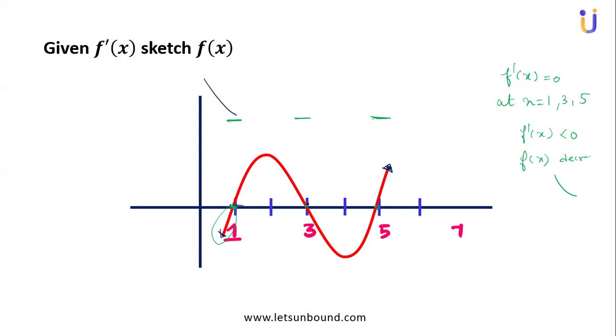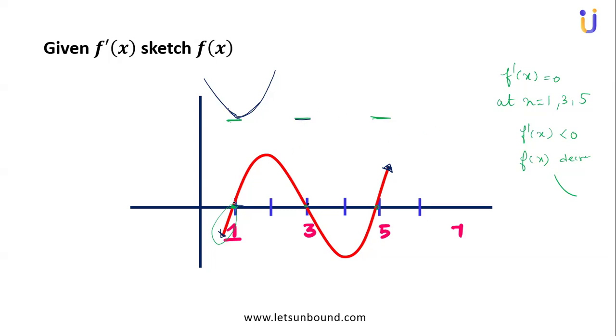From 1 to 3, what happens? It's completely above the x-axis. Above the x-axis means positive. F dash is positive, so f is increasing. Increasing means this is the lowest point and it will increase, right? And at 3, what happens? At 3, again a horizontal tangent. So it should be increasing, and at 3, again, the curve should become horizontal.